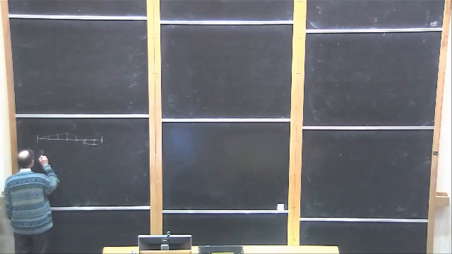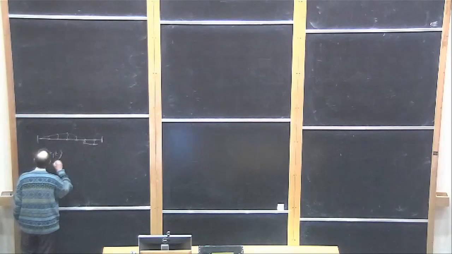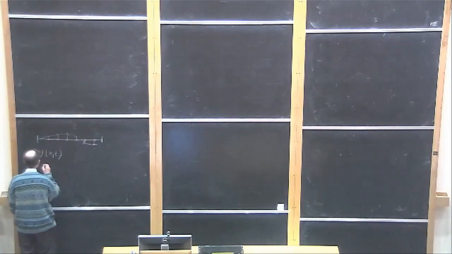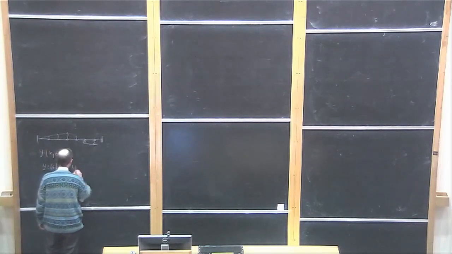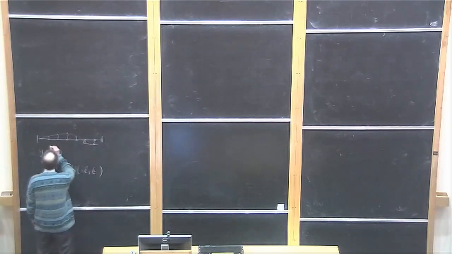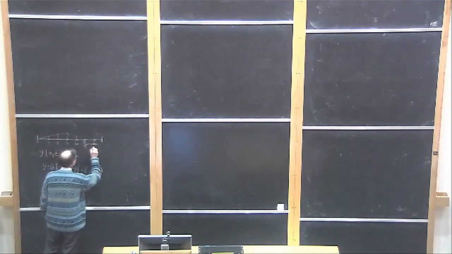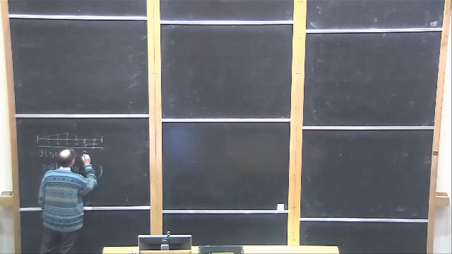which has the equation y of x, t, and the actual displacements y_i of t are defined to be y of i L, t, where i equals 1, 2, 3, 4, 5, 6, and this distance here is 7L.